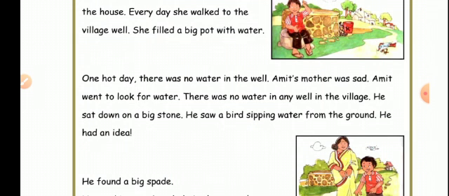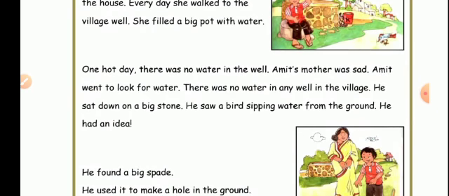Amit wandered here and there in search of water, but he could not find it. And he sat on a big stone. He saw a bird sipping water from the ground. Sipping means drinking slowly. He had an idea. Idea means a thought or the suggestion that comes in one's mind. So, Amit got an idea that he should get a spade.